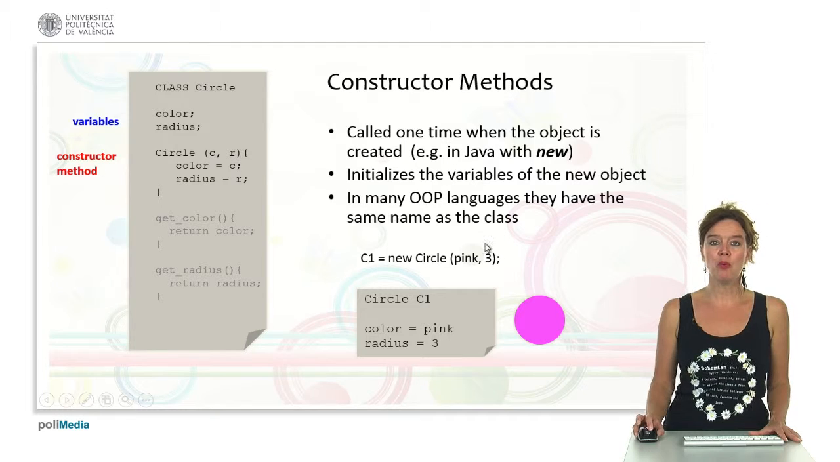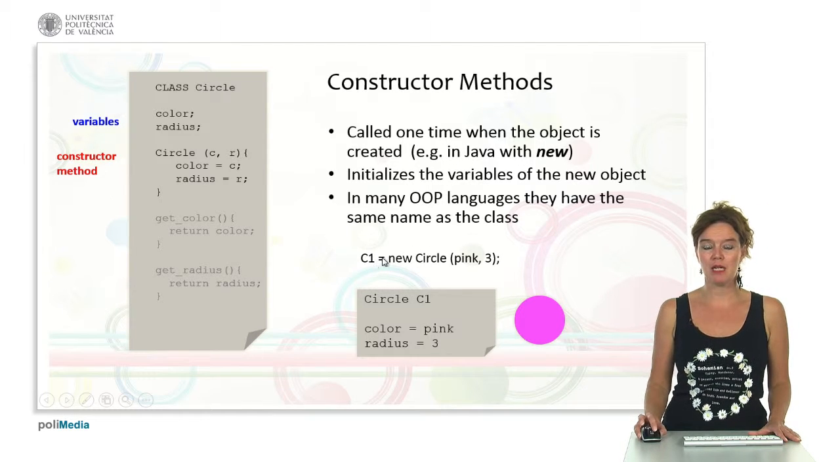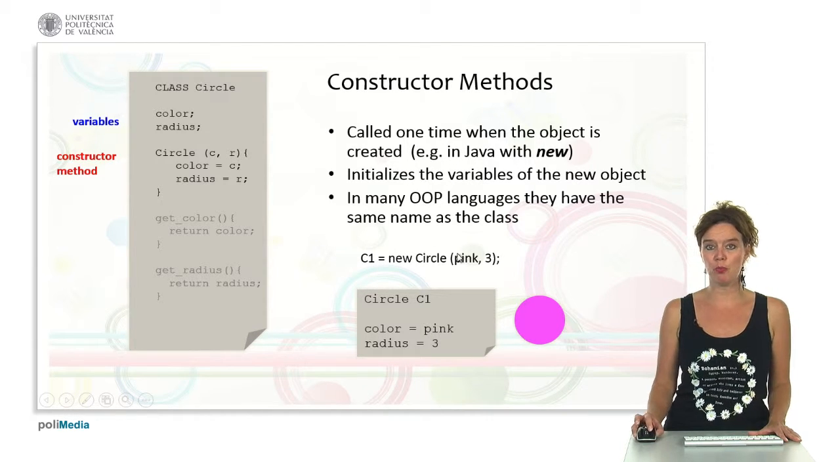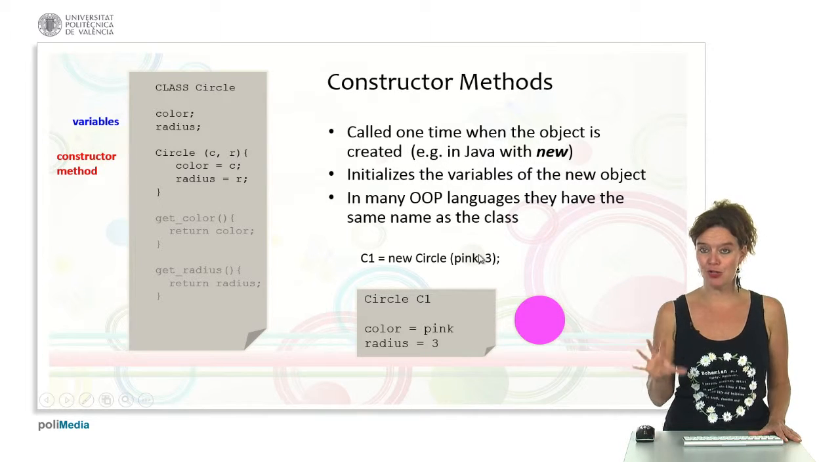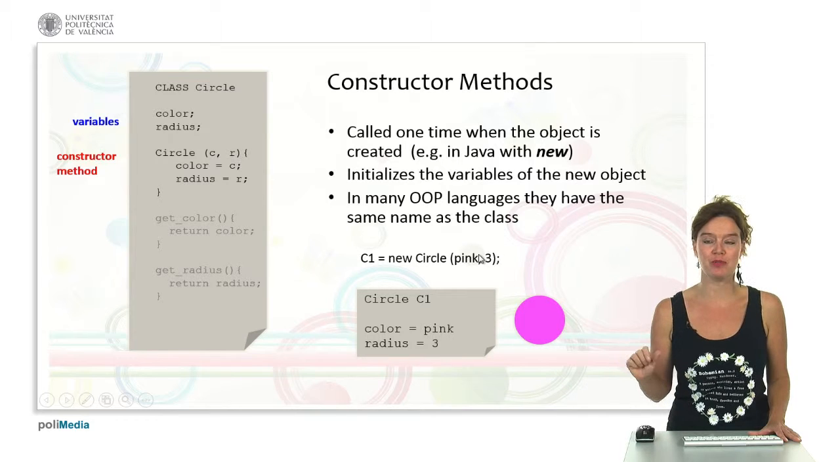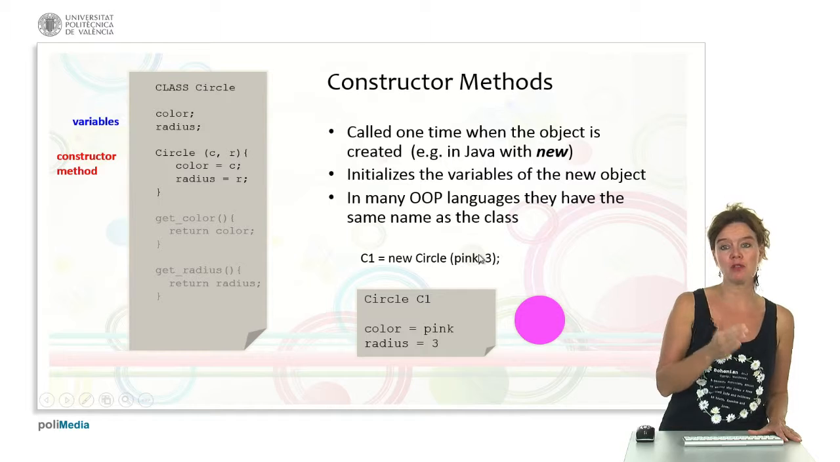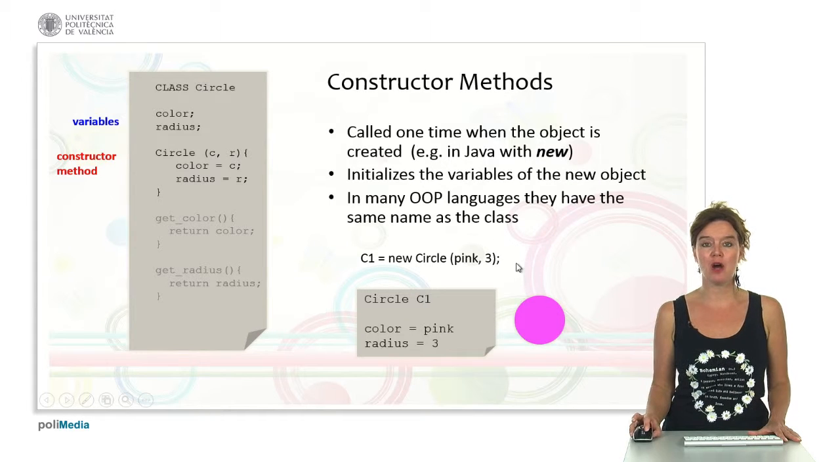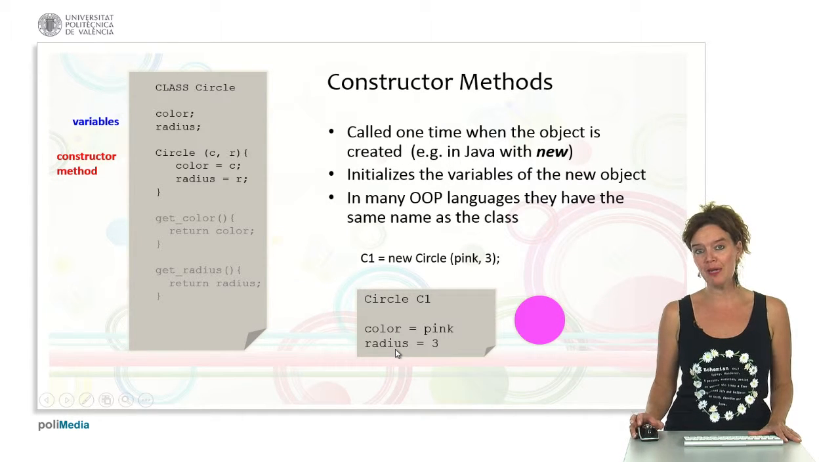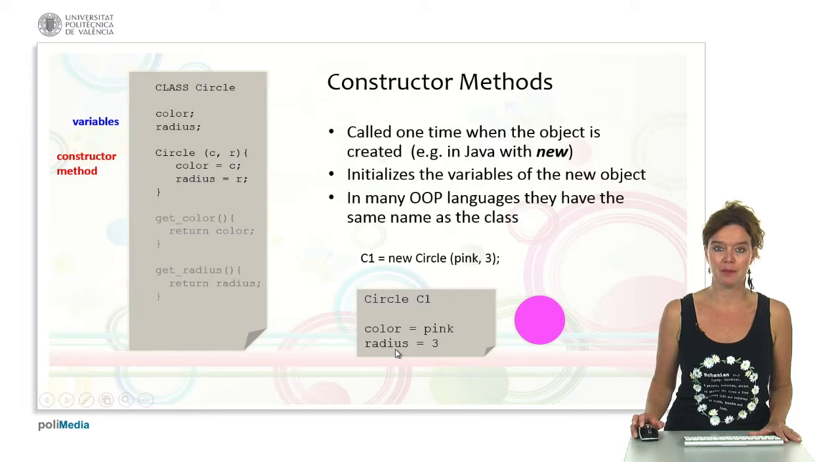So here, for example, we see C1 is new Circle(pink, 3). So we instantiate the class Circle and create a new object C1. And what happens is that the constructor is called with these 2 arguments, and this results in this new object Circle C1 with color pink and radius 3.